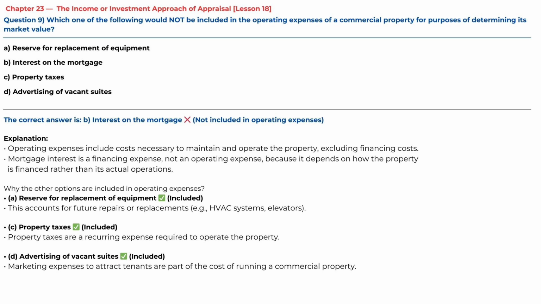Why are the other options included in operating expenses? A. Reserve for replacement of equipment. Correct, included. This accounts for future repairs or replacements, e.g., HVAC systems, elevators. C. Property taxes. Correct, included. Property taxes are a recurring expense required to operate the property. D. Advertising of vacant suites. Correct, included. Marketing expenses to attract tenants are part of the cost of running a commercial property.